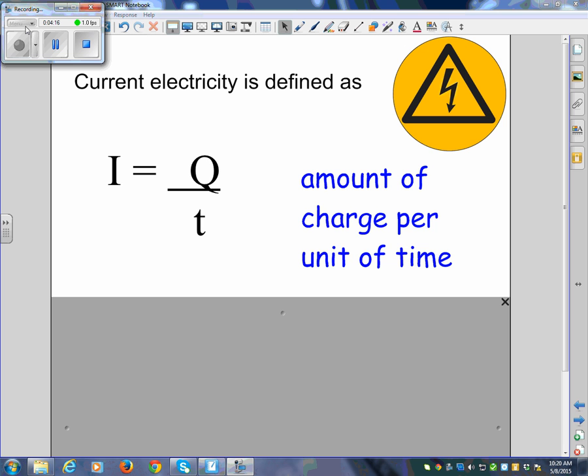Using your thinking skills, what do you think the letter I represents in this situation? I stands for current. What do you think I means? Current. Why'd you put C?